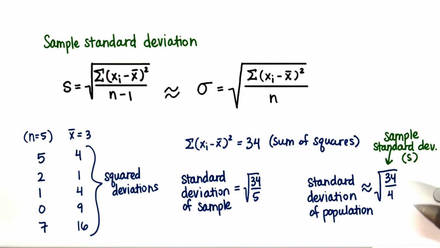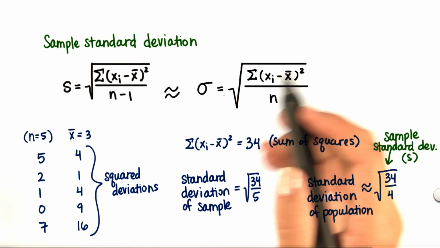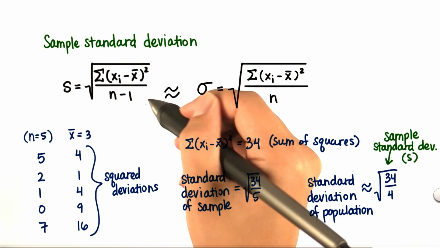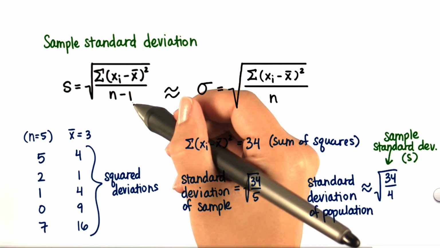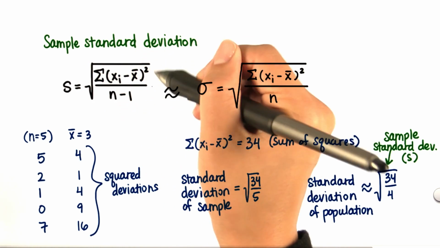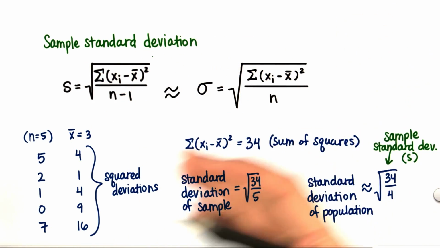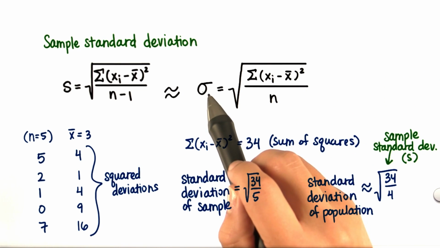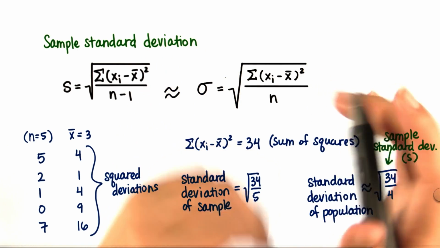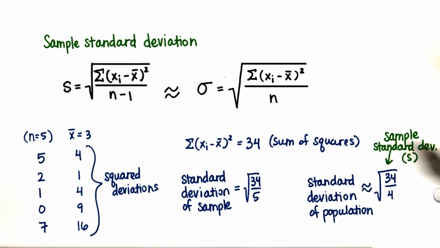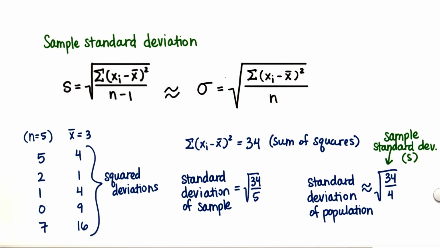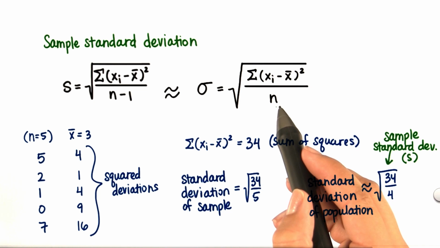and it's denoted by lowercase s. So just remember, if you're given a sample and you need to estimate the population standard deviation, you use this formula with n minus 1 in the denominator, making the whole standard deviation slightly bigger. That's a better estimate then of the true population standard deviation, sigma. But if you have a data set and you need to find the standard deviation of that data set, not approximate a population standard deviation, then you divide by n.